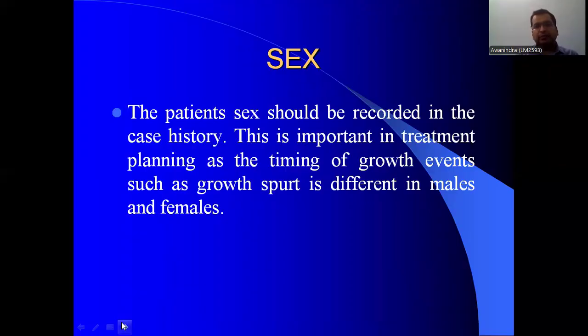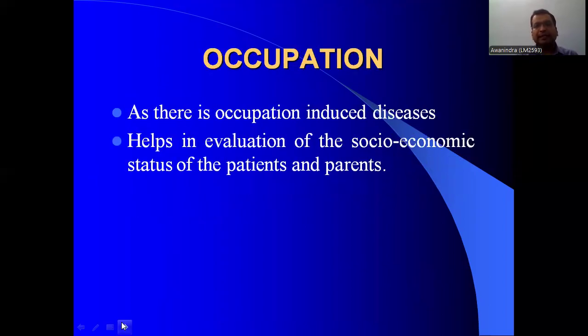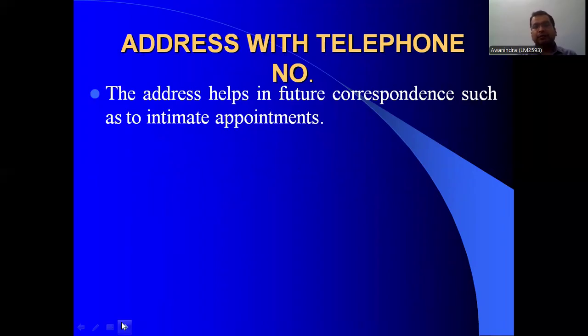Sex of the patient should be recorded in the case history. This is important in treatment planning, as the timing of growth events such as the growth spurt is different in males and females. Occupation, as there are occupation-induced diseases, helps in evaluation of the socio-economic status of the patient and parents. Address with telephone number is very essential to record. It helps us in patient recall, future correspondence, and to intimate appointments.